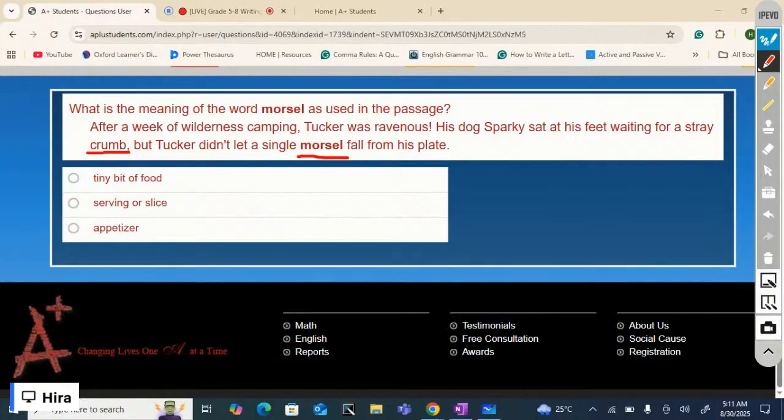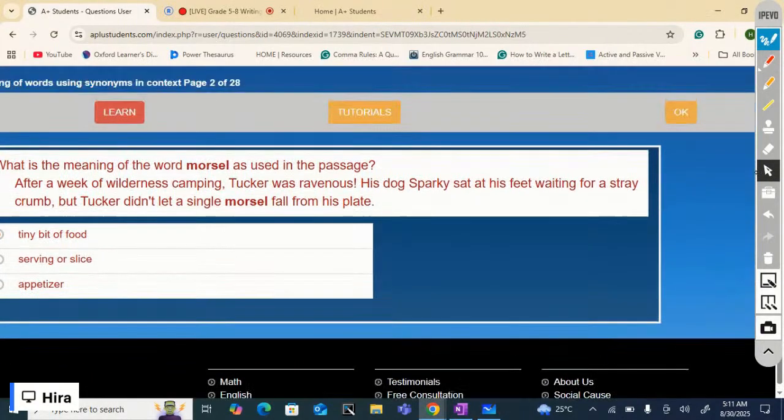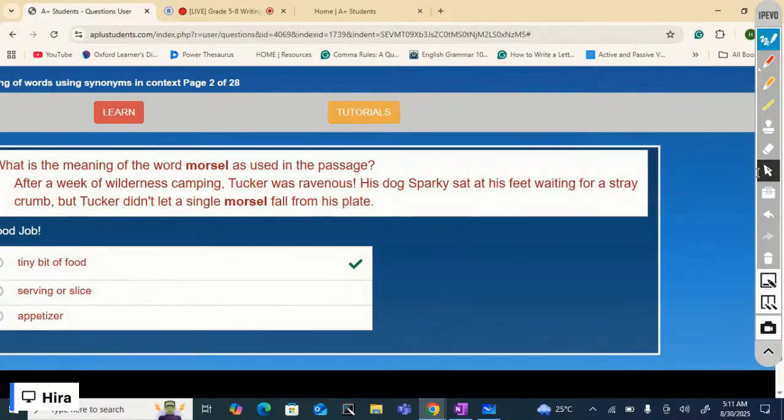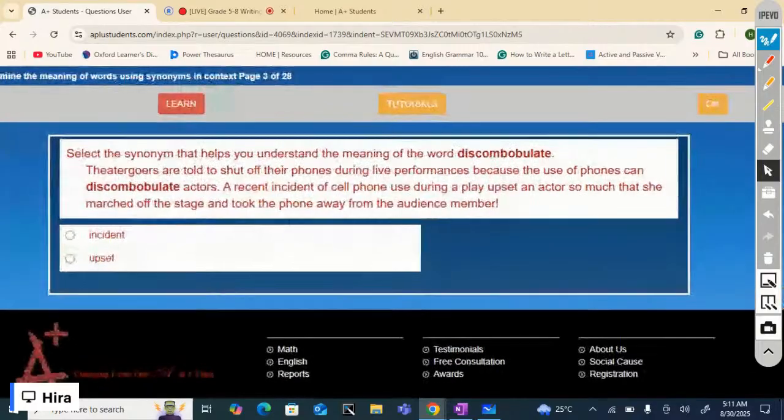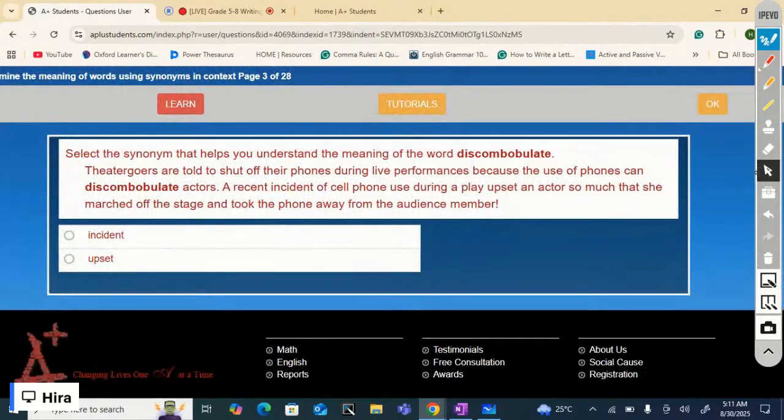But somebody has answered option one. I guess Esther has answered. Yes, it's tiny bit of food. Morsel means tiny bit of food. Okay, let's read this new passage and we'll select.